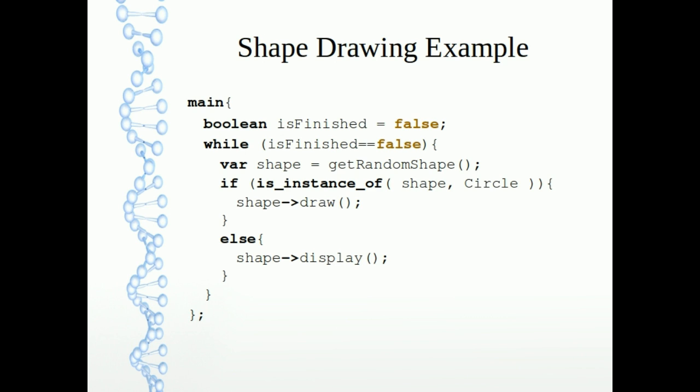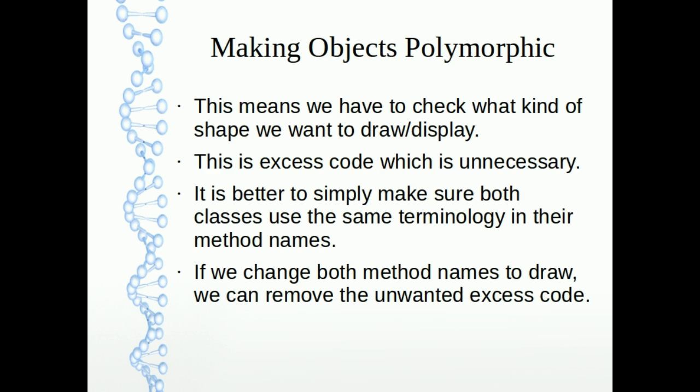We test whether the shape object is an instance of the circle class, and if it is, we call the draw method, and if it is not, we know it must be an instance of the square class, and we call the display method. This solution means we have to test what type of object it is we want to draw or display. This is excess code which is unnecessary. It also means the code is inside our main statement, which is not where we want it to be.